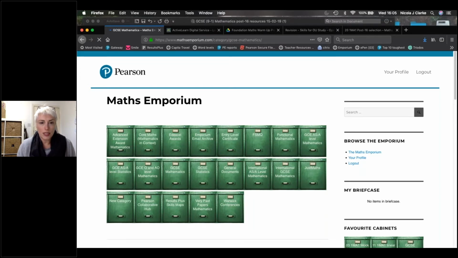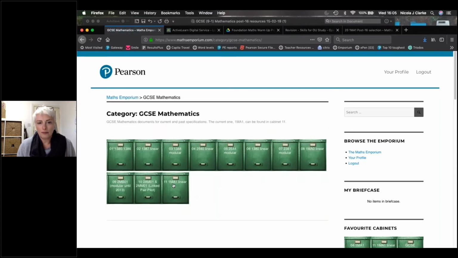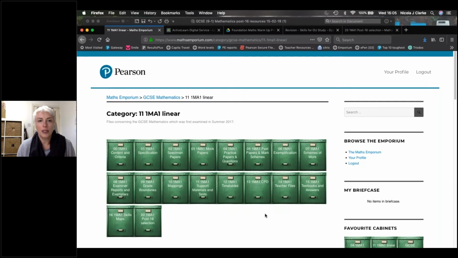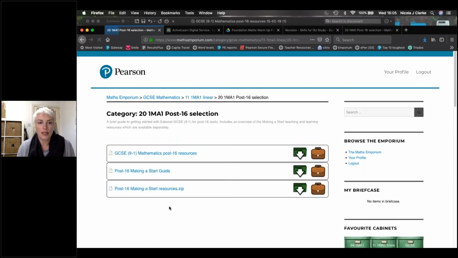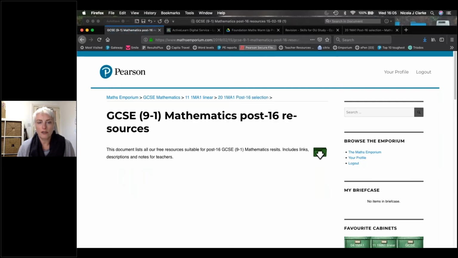So we'll just let that go through, and file 11 is the new 9:1 GCSE here, so that's the linear version. So within all of the things here, we now have a post-16 selection file cabinet specifically, and we're going to look at the post-16 resources document in detail today, and as I say, we'll kind of flick in and out of that. So that's open here.